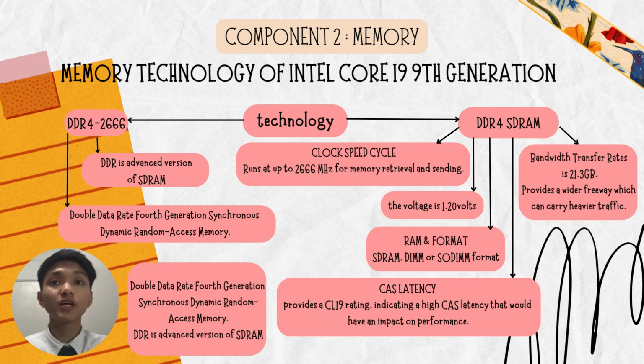For this slide, I'm going to present about the memory technology of Intel Core i9 9th generation. It has two technologies: DDR4 2666 and DDR4 SDRAM. DDR is an advanced version of SDRAM: double data rate 4th generation synchronous dynamic random access memory. For DDR4 SDRAM, the clock speed runs at up to 2666 MHz for memory retrieval and sending. The voltage is 1.20 volts. For RAM format, it is SDRAM, DIMM or SODIMM format.